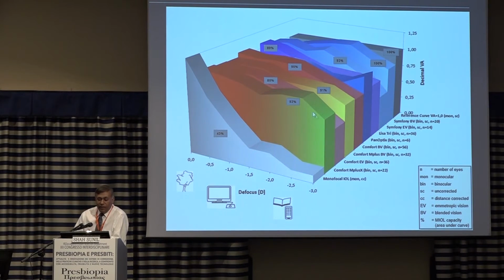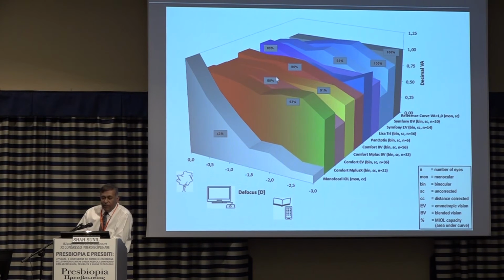So the first one here is a Comfort, which is a plus 1.5 lens in one eye, the dominant eye, and a plus 3 lens in the non-dominant eye. And you can see straight away you've taken the coverage over 90%. And then if you just put a 1.5 lens in both eyes, you will expect to see distance, you'll expect to see intermediate, and you'll expect some near. And that's what that second graph is showing.